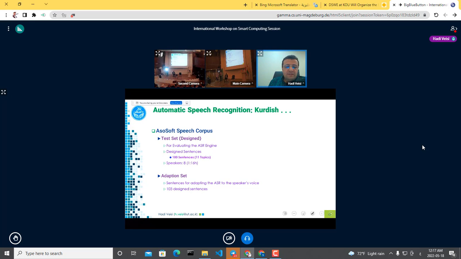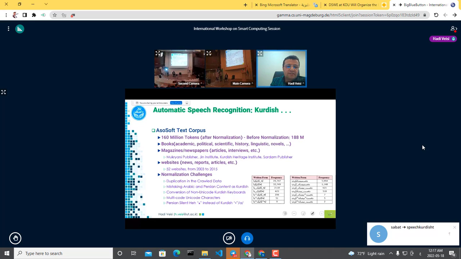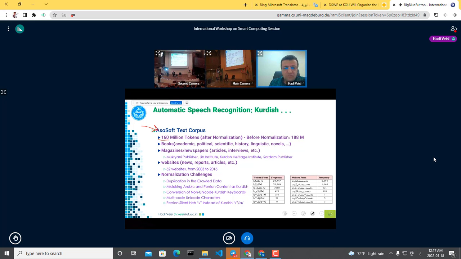Also, we have designed a test set including different topics and recorded some data. Also, the adaptation set, which is commonly used in commercial speech recognition systems to adapt the speaker's voice to the system. In addition to the speech corpus, we also collected a text corpus called the Acoustic text corpus, which is 160 million tokens from different sources.